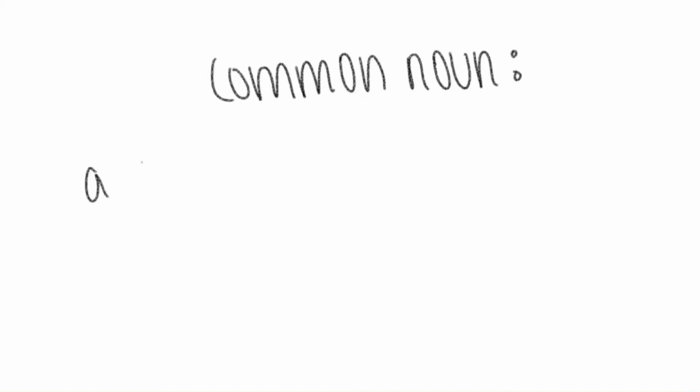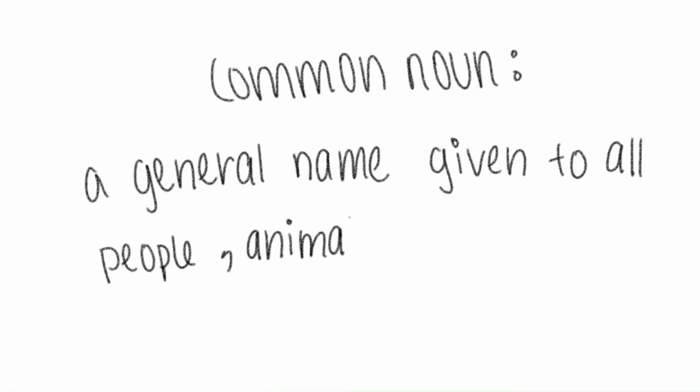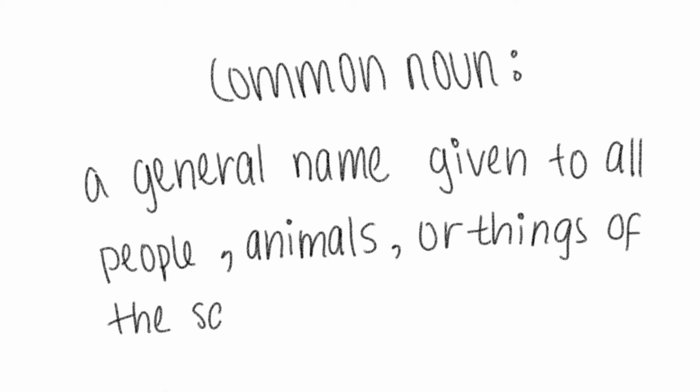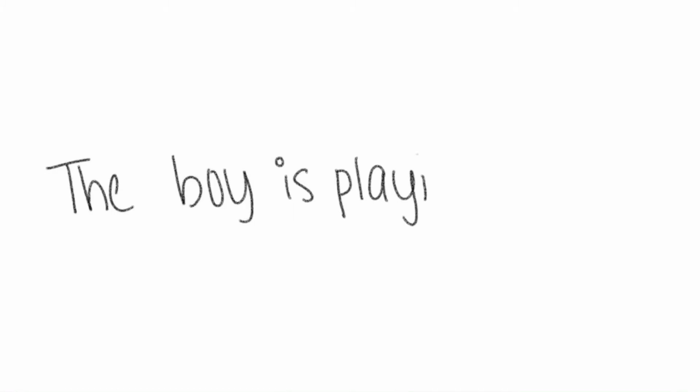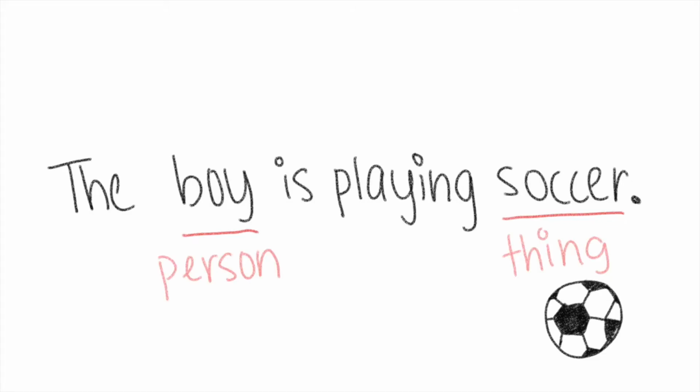A common noun is a general name given to all people, animals, or things of the same kind. Let's look at common nouns in action. The boy is playing soccer. In this sentence, boy and soccer are both common nouns. Boy is a person, and soccer is a thing.